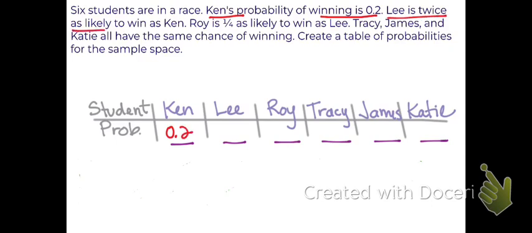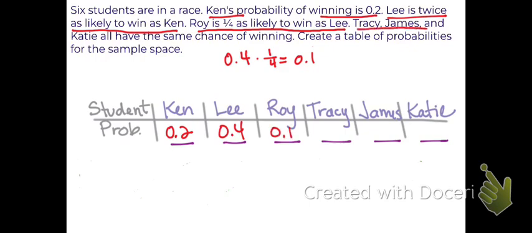Lee is twice as likely to win as Ken. So 2 times as likely to win. So I'm going to take Ken's probability and multiply it by 2. And that's Lee's probability. How about Roy? Roy is 1/4 as likely to win as Lee. So we'll take Lee's probability, the 0.4, and we'll multiply it by 1/4, or divide it by 4. And that will give us Roy's probability.